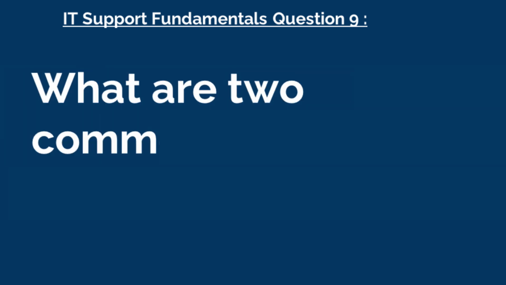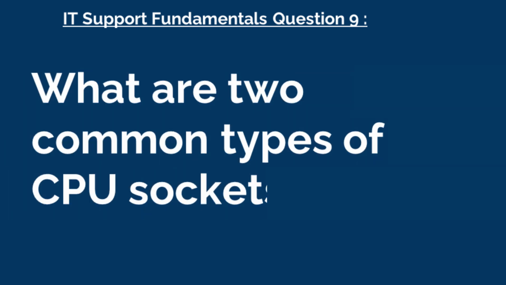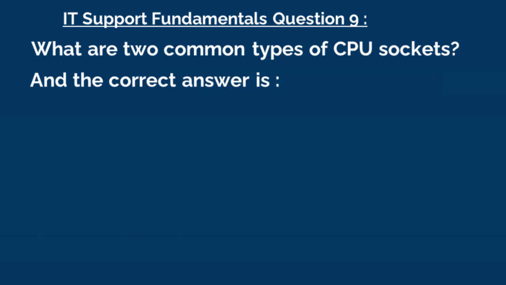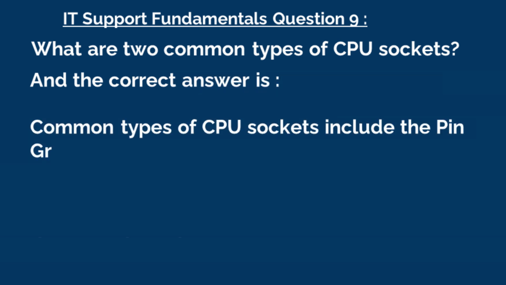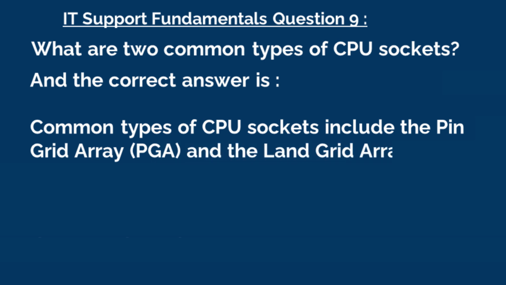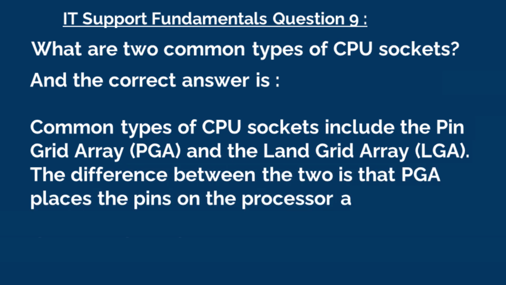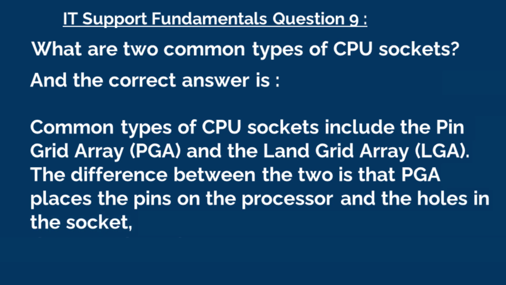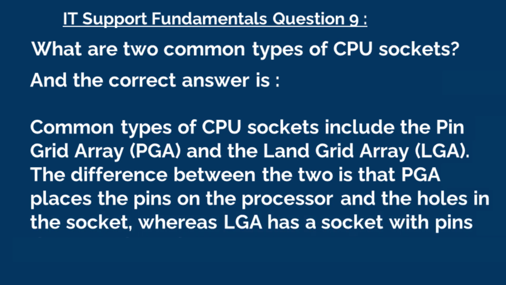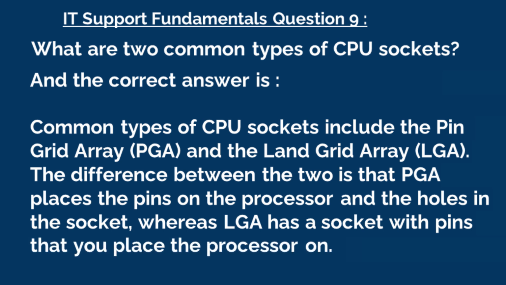Question 9. What are 2 common types of CPU sockets? The correct answer is, common types of CPU sockets include the pin grid array, or PGA, and the land grid array, or LGA. The difference between the two is that PGA places the pins on the processor and the holes in the socket, whereas LGA has a socket with pins that you place the processor on.